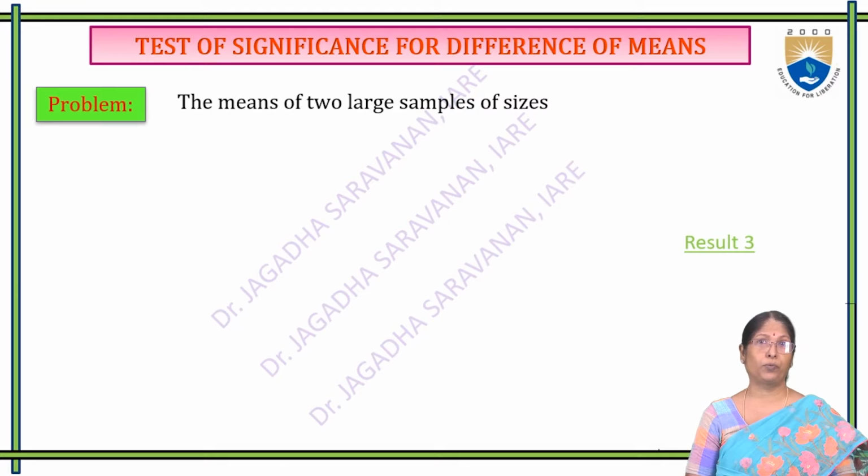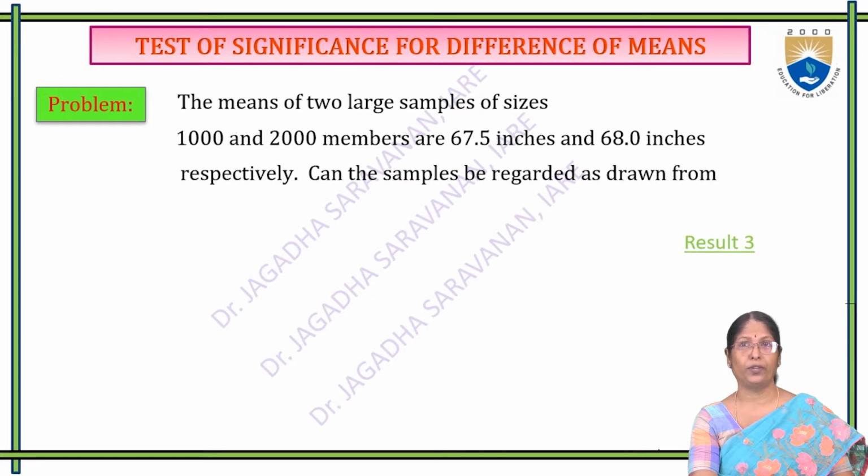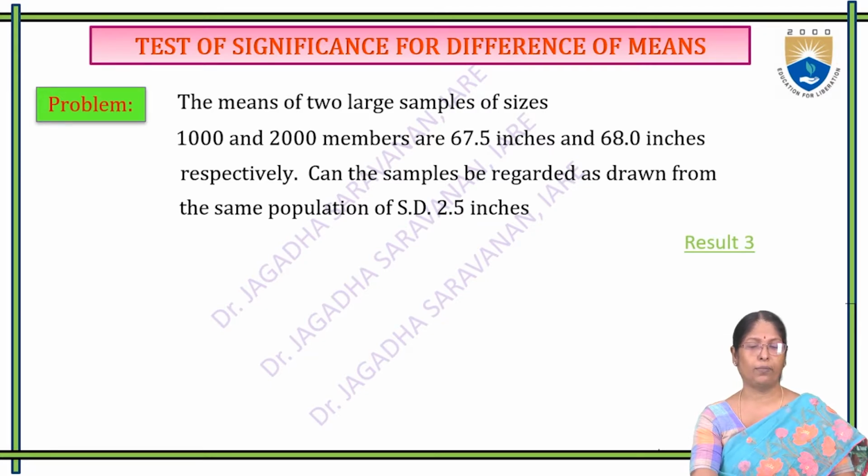Next, we will move to the next problem. The means of two large samples of sizes 1000 and 2000 members are 67.5 inches and 68.0 inches respectively. Can the samples be regarded as drawn from the same population of standard deviation 2.5 inches? First, in the reading, they are large samples. See, the word is there: large samples. They have specifically given two large samples. As we initially discussed, if the sample size is greater than or equal to 30, they are called large samples.